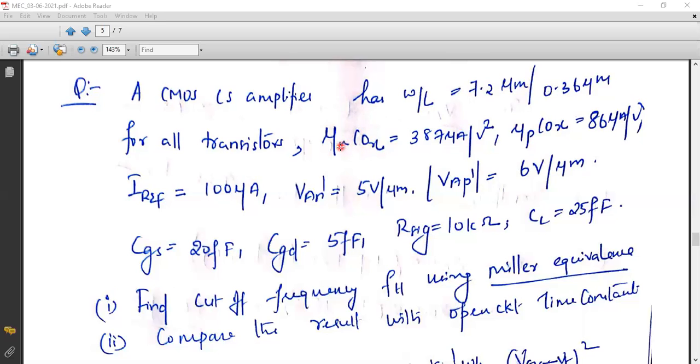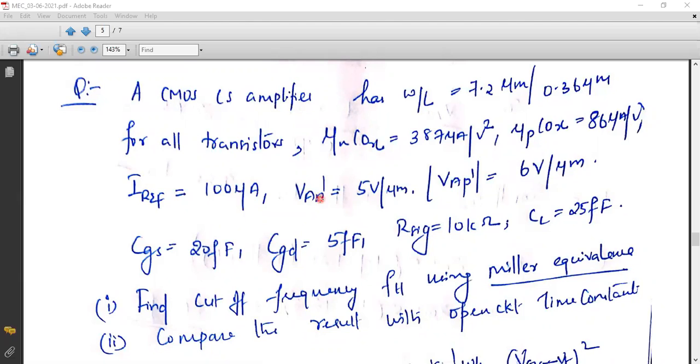So they have given Kn dash and Kp dash. Kn dash is mu n into COX, which is 387 microampere per volt square. And for Kp dash, we have 86 microampere per volt square. The reference current is 100 microampere. That will be the same as that of the drain current.